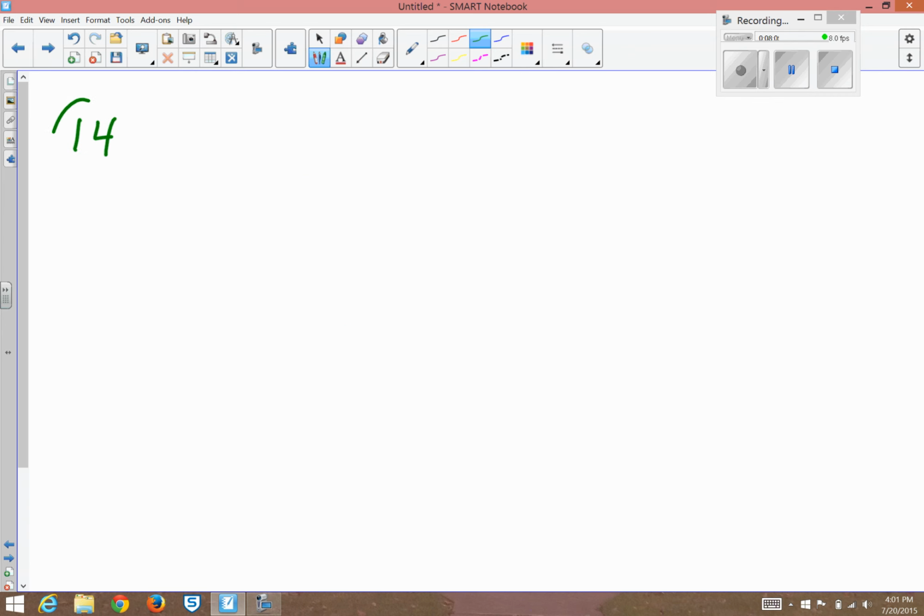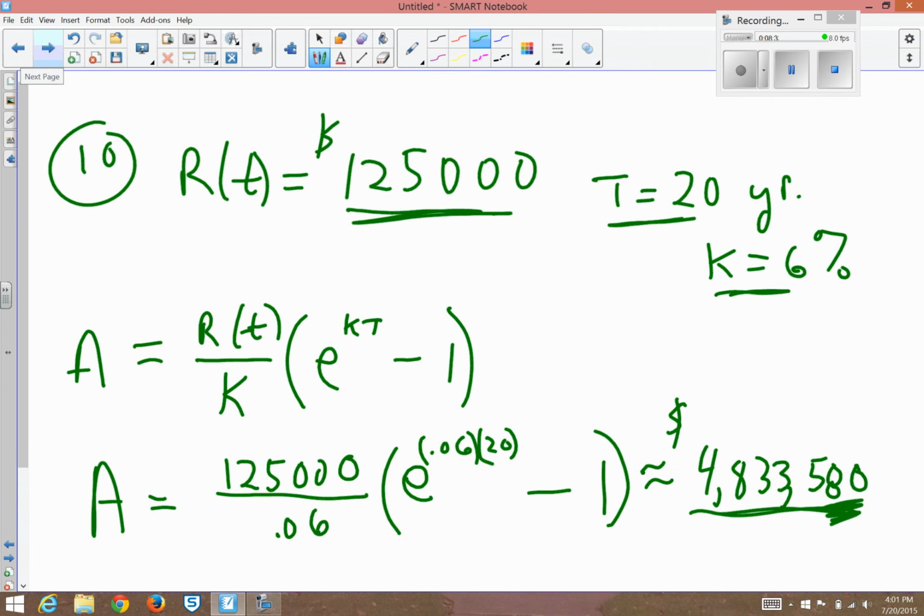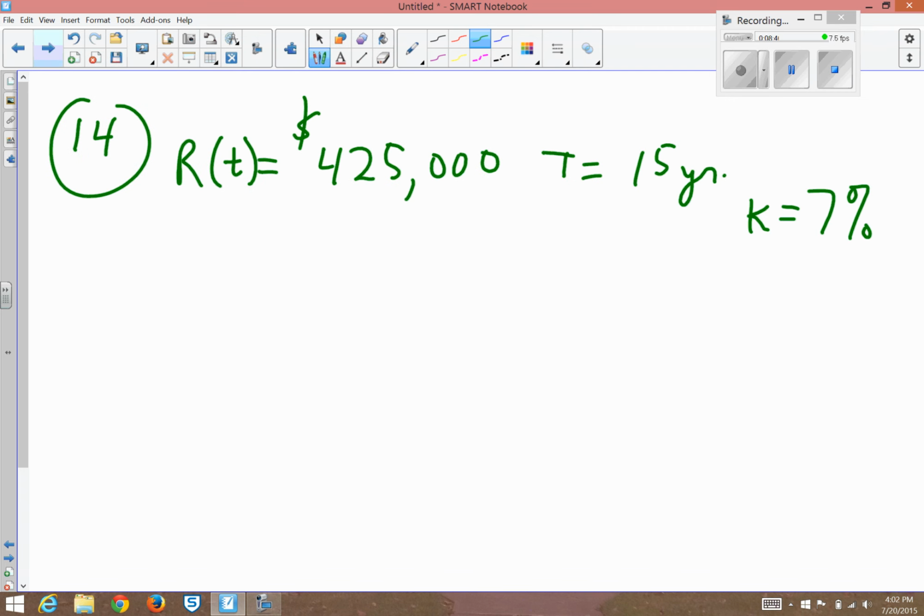Number 14, given R of t equals $425,000, T equals 15 years, k equals 7%. This exercise asks for the accumulated present value. The last one was asking for the accumulated future value. This one's asking for the accumulated present value.